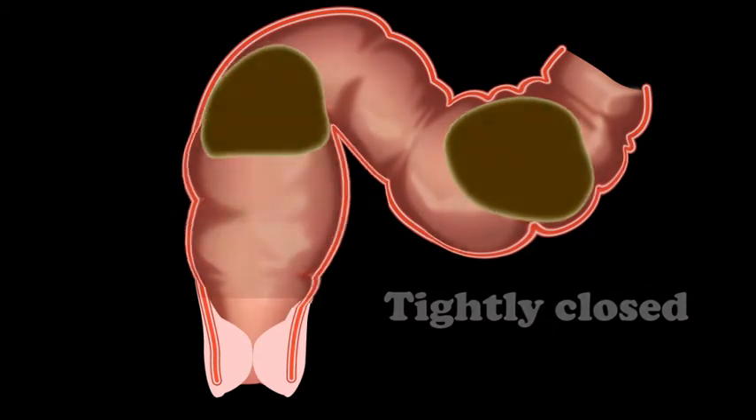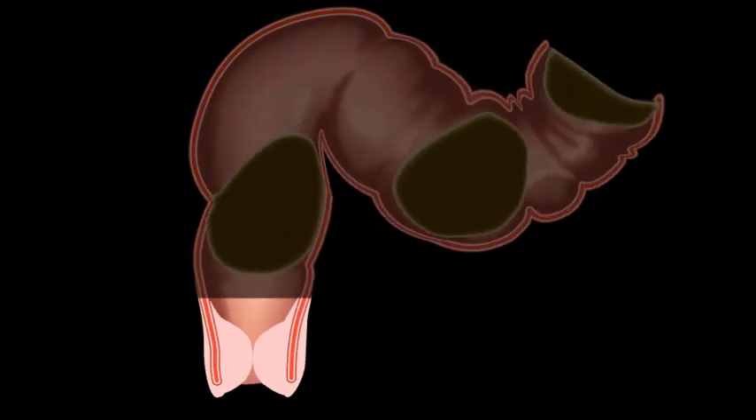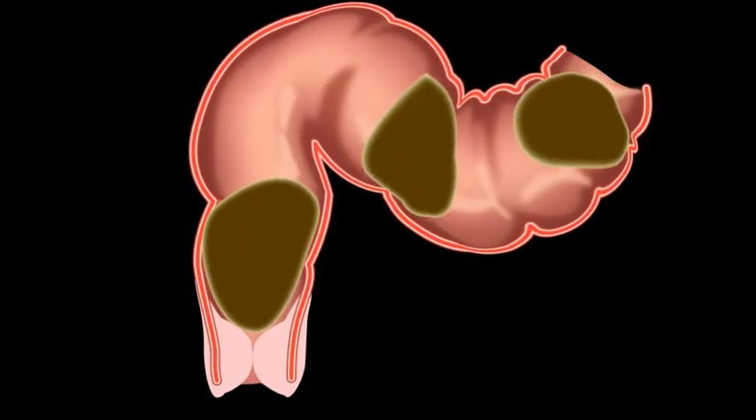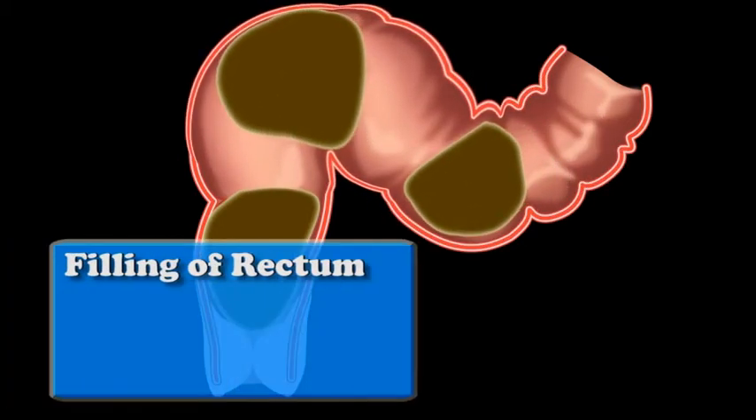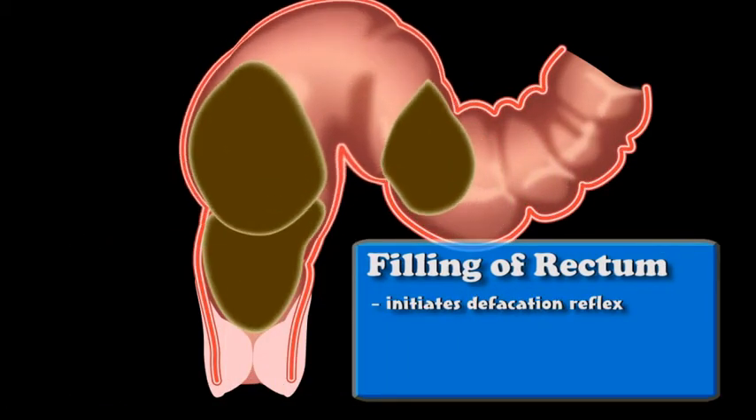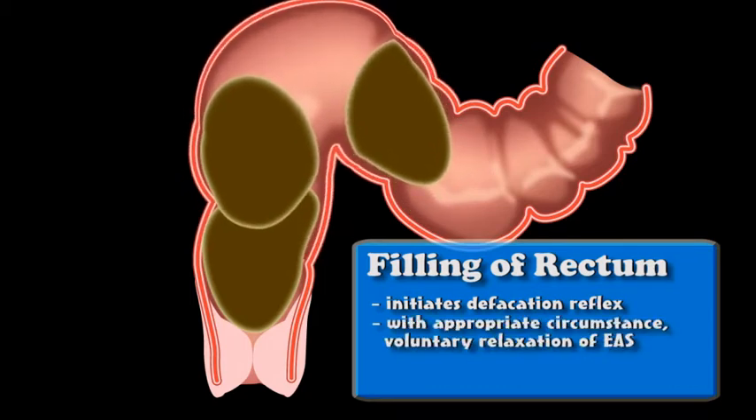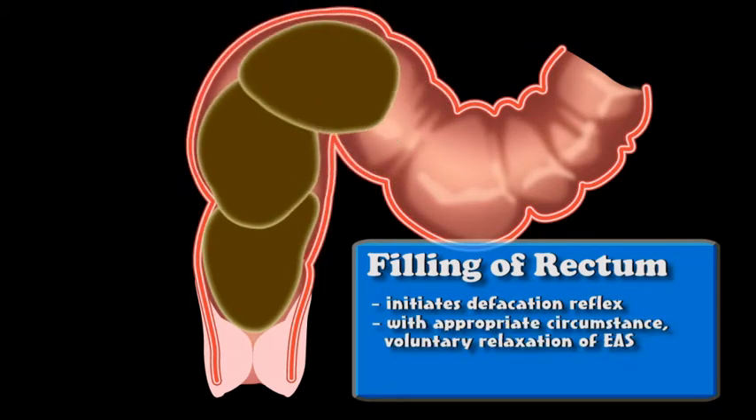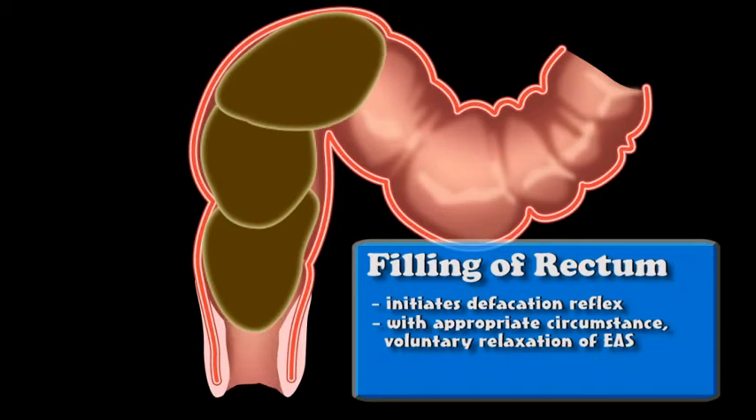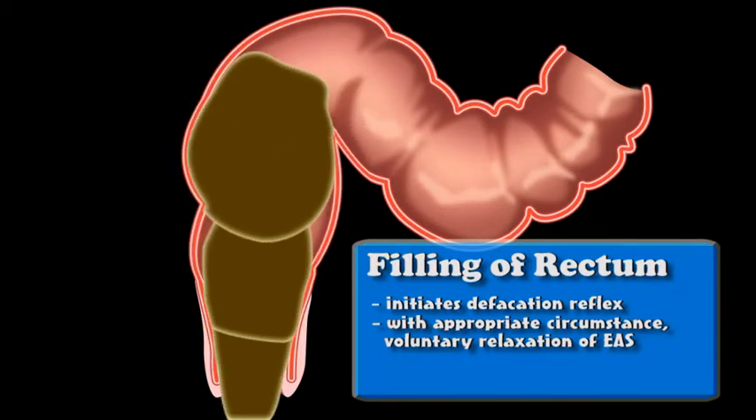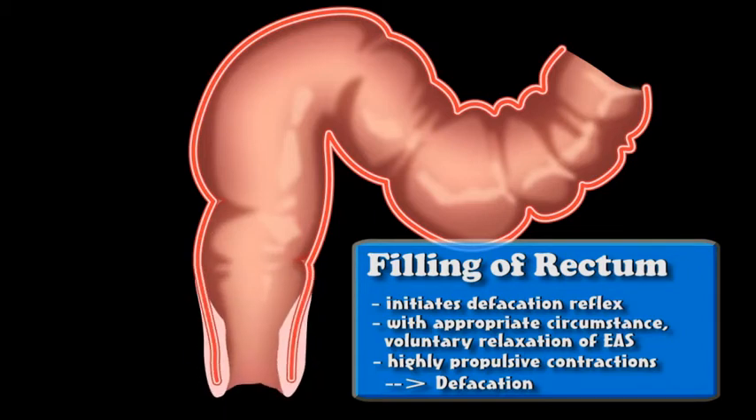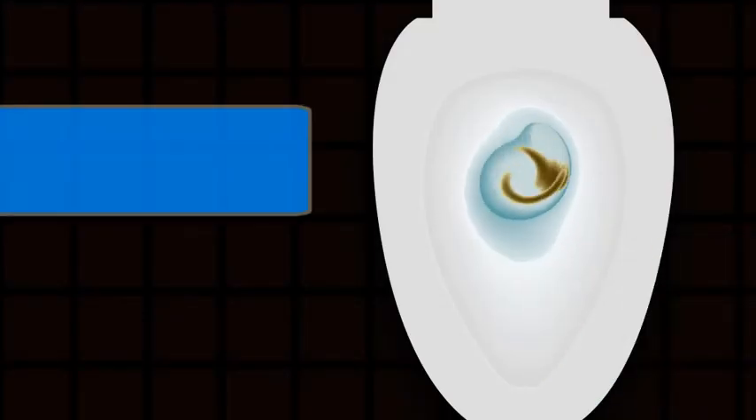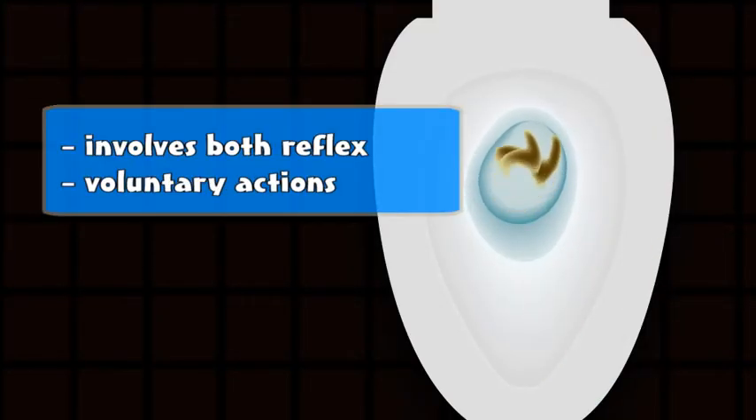The anal canal is tightly closed by the anal sphincters. Just before defecation, a mass movement in the sigmoid causes the rectum to fill. Filling of the rectum with feces initiates the defecation reflex. When circumstances are appropriate, an individual may voluntarily relax the external anal sphincter to allow defecation to proceed. Highly propulsive contractions of the descending and sigmoid colon are part of the defecation reflex. Defecation involves both reflex and voluntary actions.